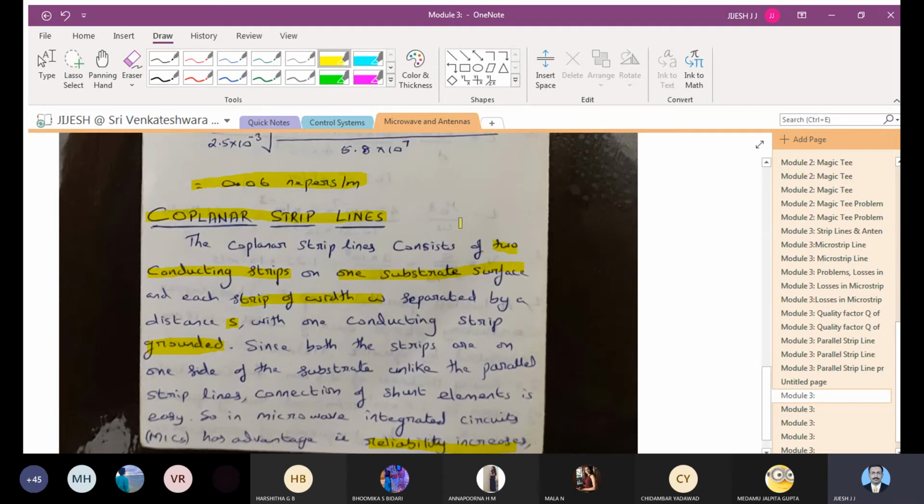So once you complete writing it, we'll move on to the other part where you have seen the coplanar strip line figure. So these points you should mention in the write-up. That is, one of the strips is grounded. The conducting strip is grounded. That is very important here. And the width is W, and the distance of separation is S.